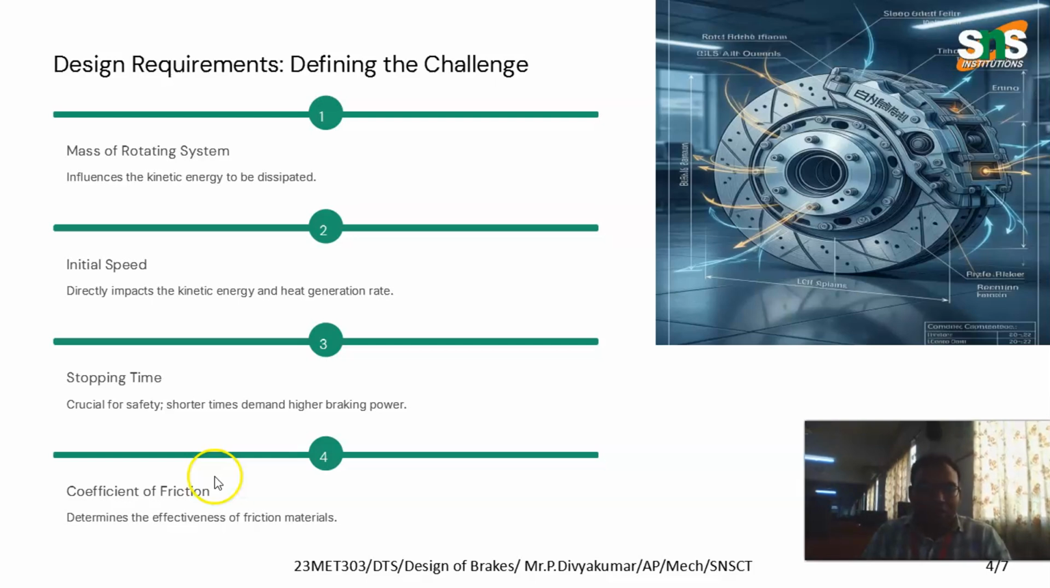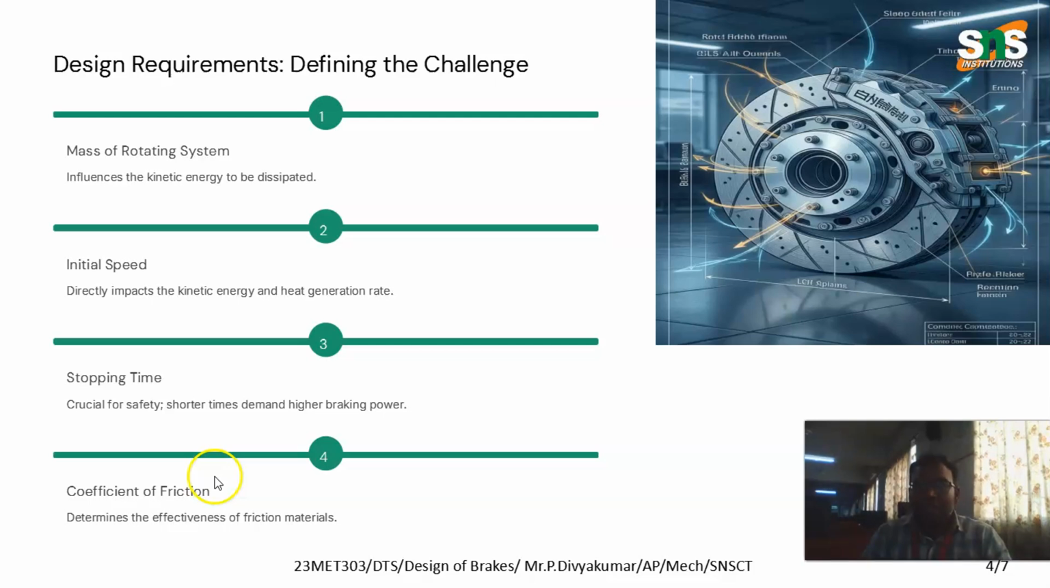Next, we are going to discuss the design of single shoe brakes. There are different design parameters: braking torque, coefficient of friction, normal force, width of brake shoe, etc. There is a formula for the braking torque, Tb, which is equal to 9550 P divided by N, where P is the power in kilowatts and N is the speed in RPM.